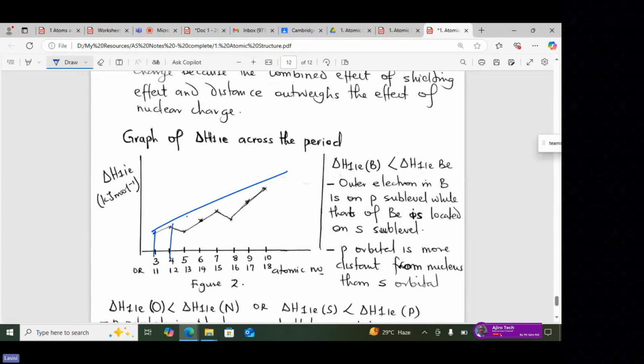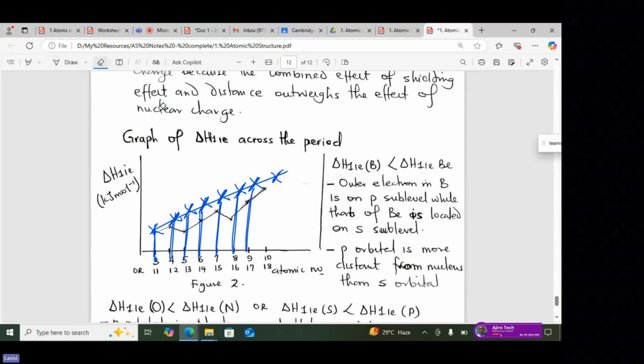Sodium, magnesium, aluminum, silicon, phosphorus, sulfur, chlorine, argon, or lithium, beryllium, boron, carbon, nitrogen, oxygen, fluorine, neon. That's how it should be now. You say it's increasing across the period. Is that not so? Elements in the same period should be increasing from sodium, magnesium, aluminum, silicon, phosphorus, sulfur, chlorine, and argon. Is that correct? Yes, sir.